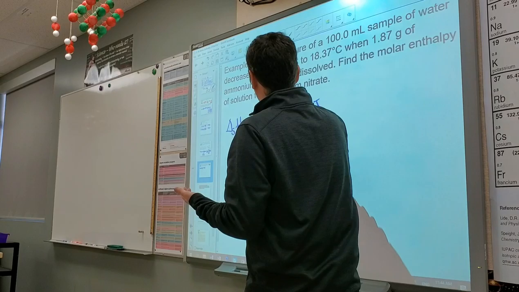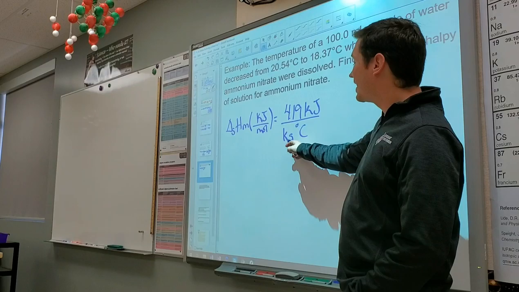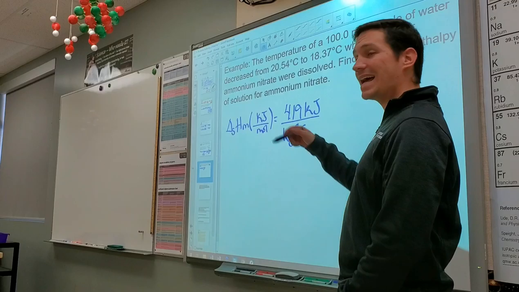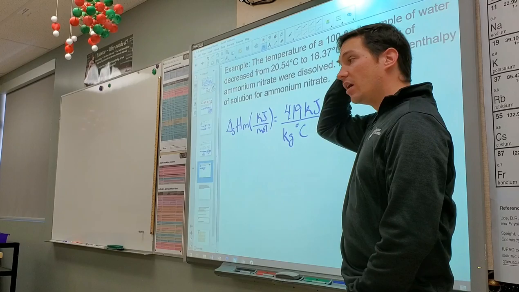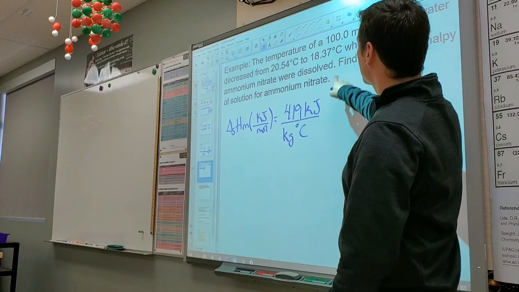So the energy absorbed by the ammonium nitrate has to be the same as the energy lost by the water. So I would say 4.19 kilojoules per kilogram degrees Celsius. Now I want to be very clear. The kilogram, what does that kilogram represent? The mass of the water, right?